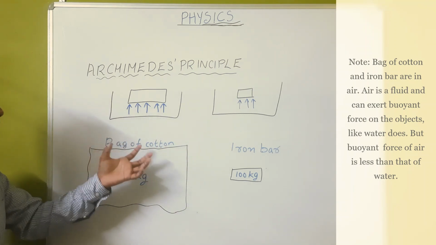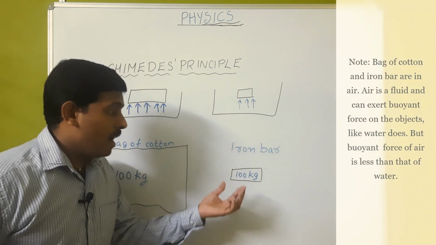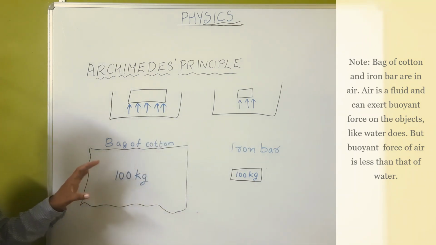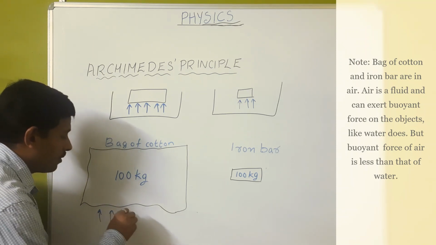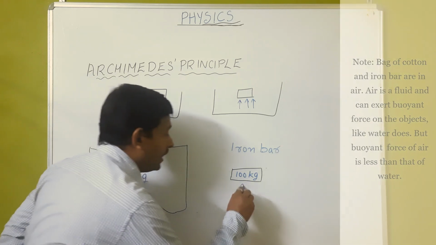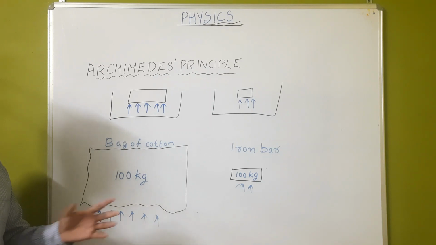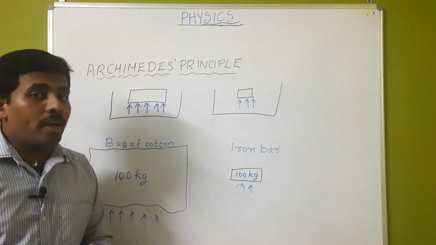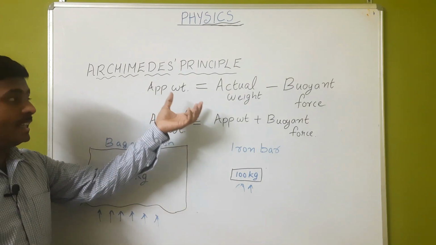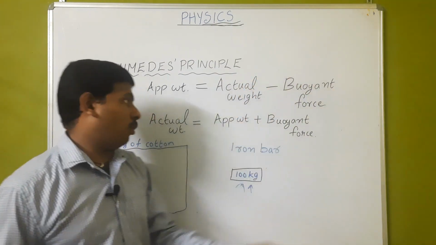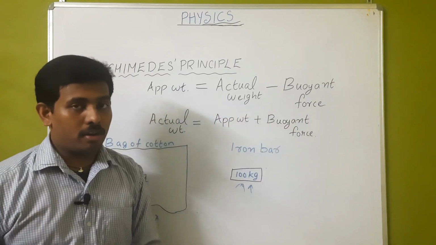So, of the bag of cotton which is 100 kg and the iron bar which also has the same weight, 100 kg, the bag of cotton will experience more buoyant force and the iron bar will experience less buoyant force. So let us find what the actual weight of the bag of cotton and the iron bar is. The apparent weight is equal to the actual weight minus the buoyant force. So the actual weight is given as the apparent weight plus the buoyant force.